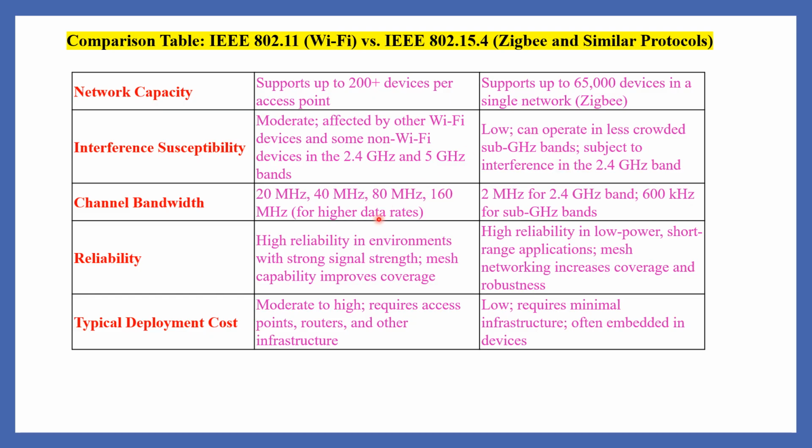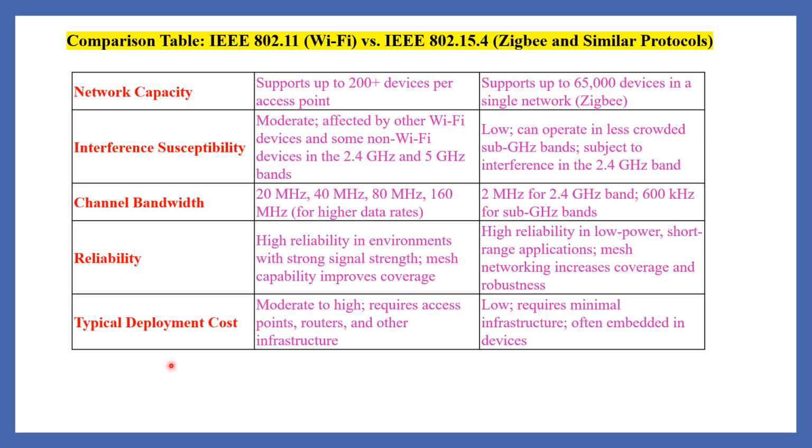Okay, and channel bandwidth: here it ranges from 20 megahertz, 40, 80, 160 for higher data rates, wherein here, as I've mentioned already, 2 megahertz for the 2.4 gigahertz band, and in the sub-gigahertz band it starts from 600 kilohertz. Okay, reliability: high reliability in environments with strong signal strength, mesh compatibility, mesh topology, simply speaking. Here high reliability in low power short range applications. Here also we prefer mesh networking when we opt for the parameter reliability.